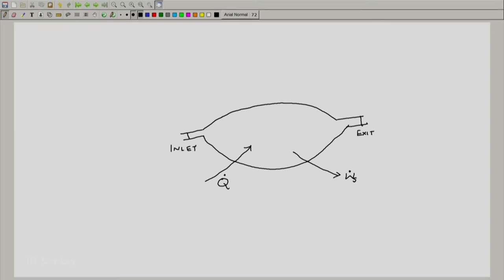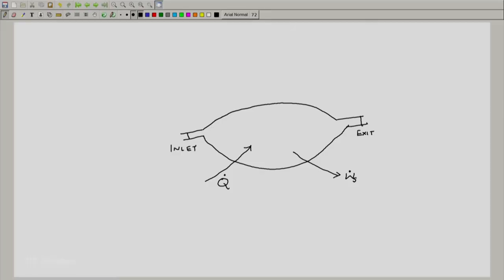We will follow the same convention that work done by the system is positive, and we will draw it similarly here. This work includes all kinds of external work, expansion work, stirrer work, electrical work, anything that can be done to the system or by the system, except to push fluid in and out of the system. For example, this is an open system and mass crosses in and out of the boundaries. So there is some effort required in pushing the mass in and some effort required in pushing the mass out. That is not considered in this W dot.